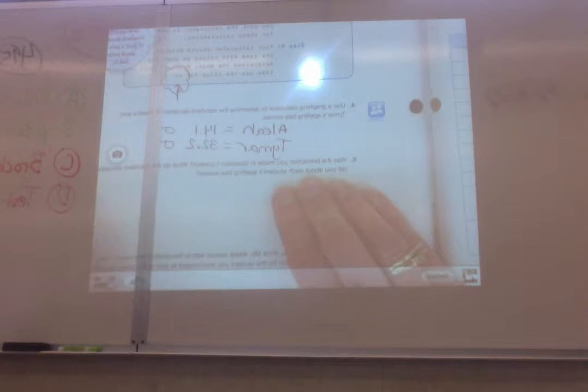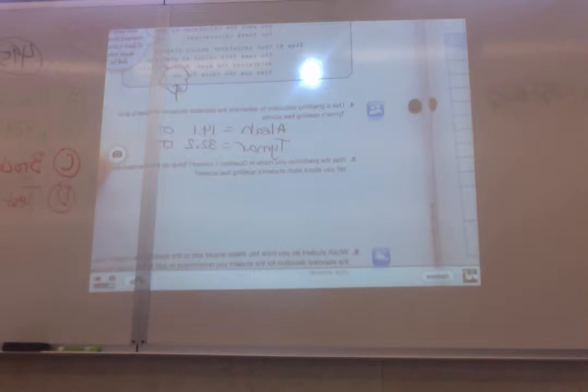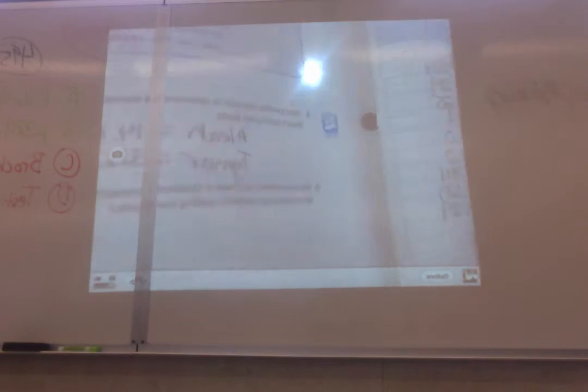Okay, what was the prediction you made in question 1? What do the standard deviations tell you about each person's spelling bee scores? So let me see. I got to remember because we started.